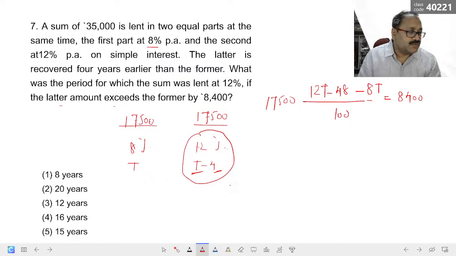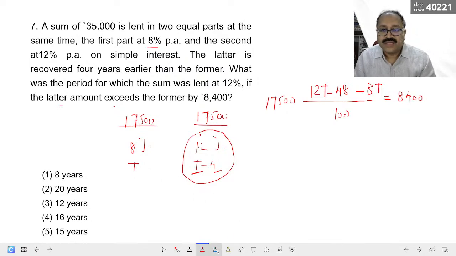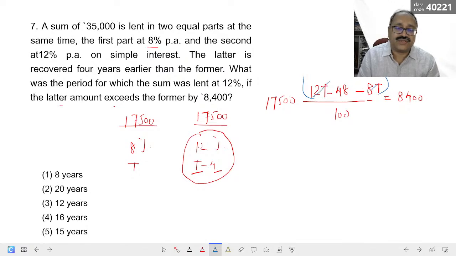Okay. By solving this, what's the answer we got, Vidisha madam? 20 years. Wow, so nicely you answered it. And next is yours. After Anandita, Aparajita, it is your turn. Vidisha, you are going to clear the exam.